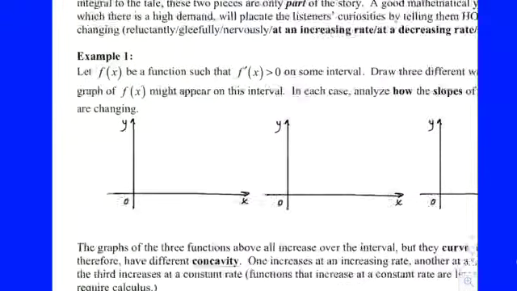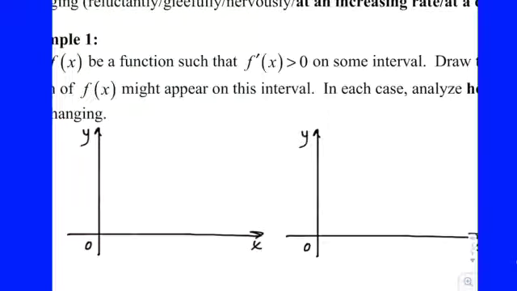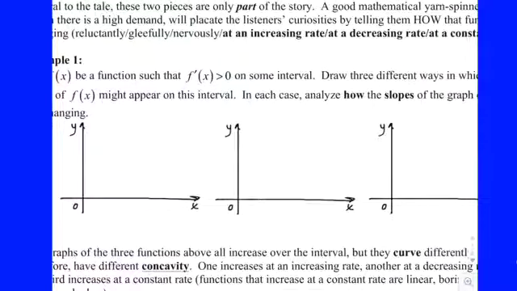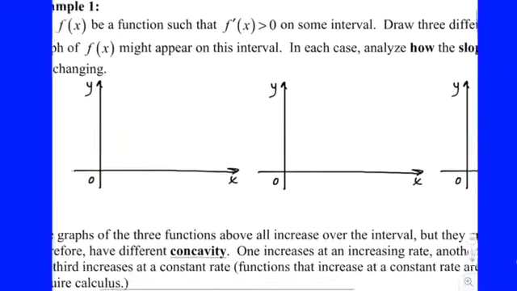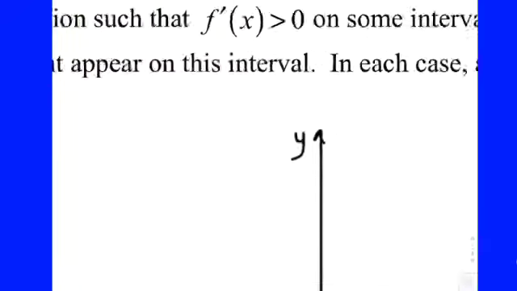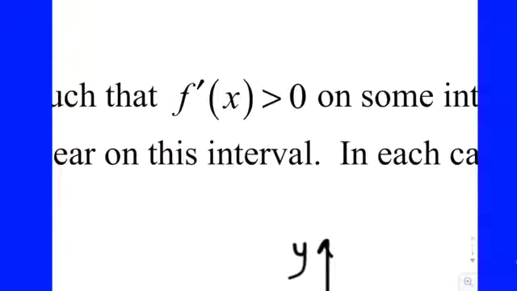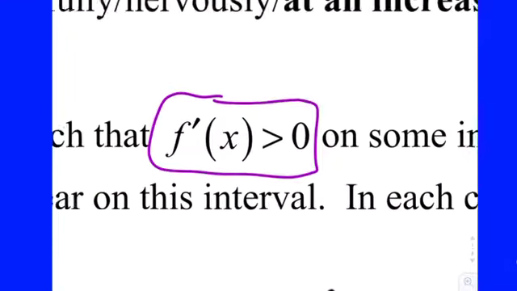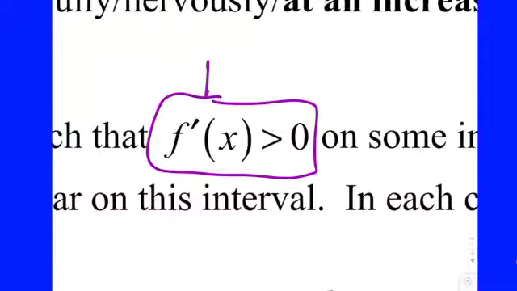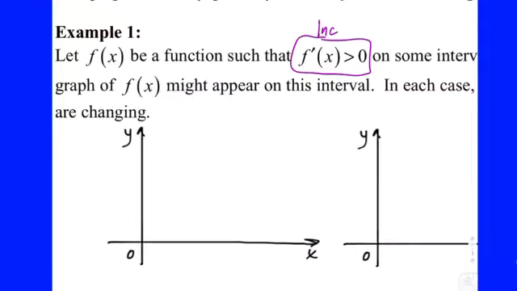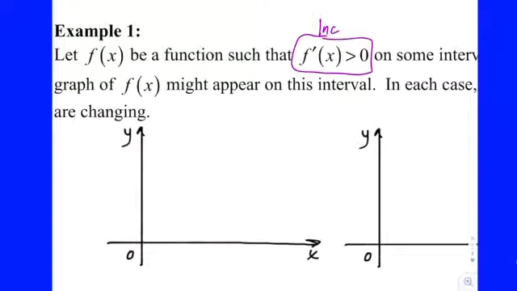Example 1, let f be a function where the derivative is positive on some interval. Let's draw a picture of the 3 different ways on an interval we can draw the function f, knowing only that its derivative is positive. Well, if its derivative is positive on the interval, what do we know about the function? It's doing what? It's increasing. Okay, so the first way I might draw it, I'll just draw it out of the origin for simplicity. There would be one way to draw it, yes?